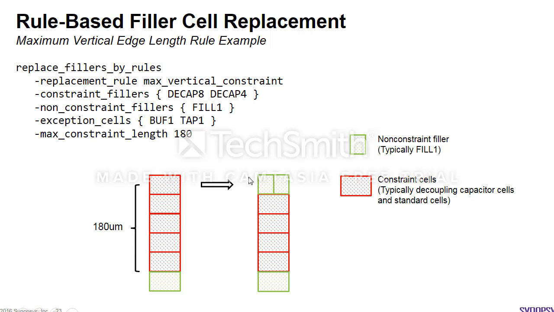And when you meet an existing cell, it will recalculate. So to make sure we will not have the vertical cell by construct, you define this cell, this feeder. In this part, you define the decap. So the decap will not continue larger than your maximum constraint length.